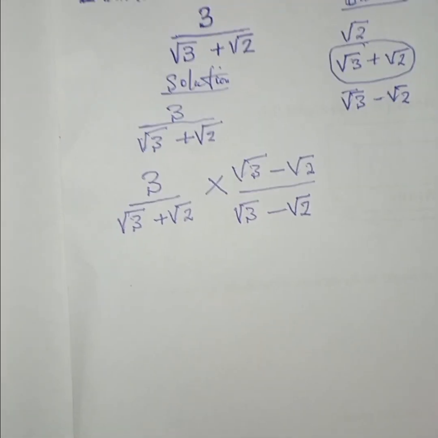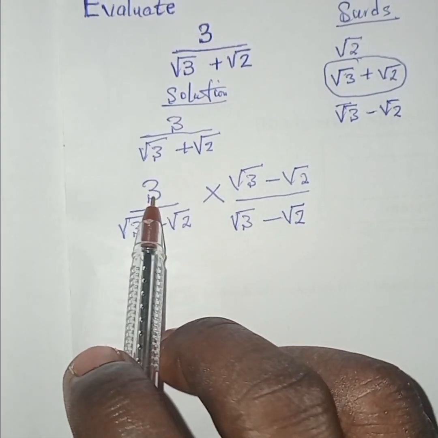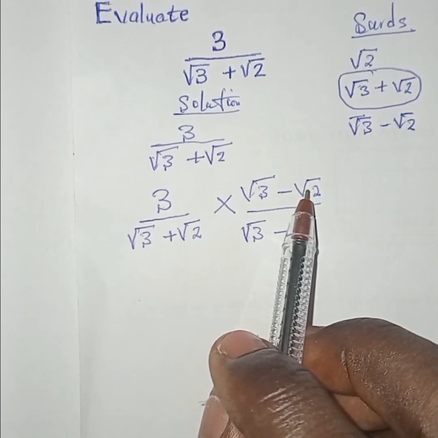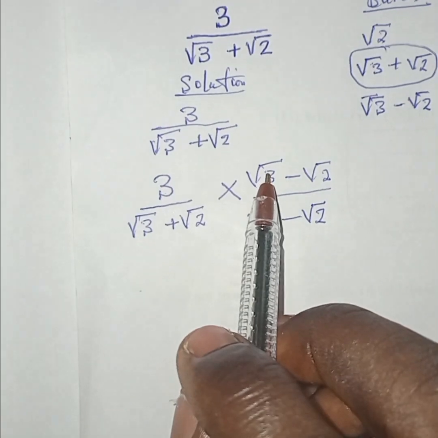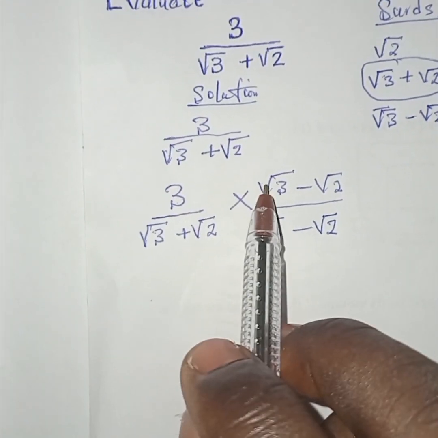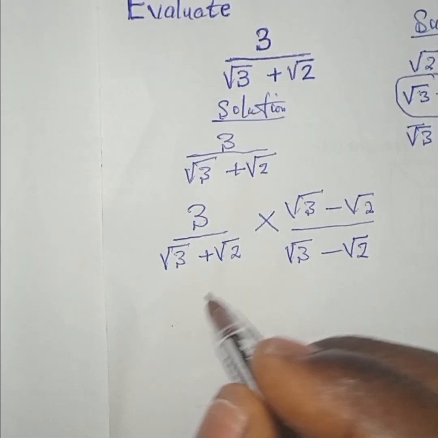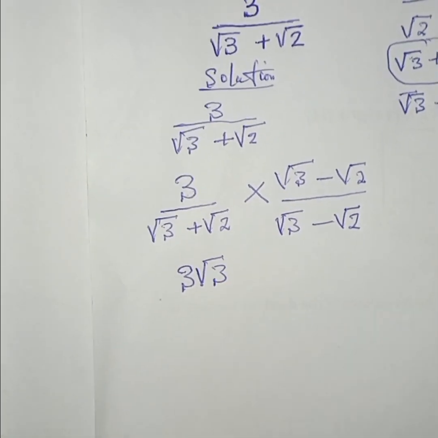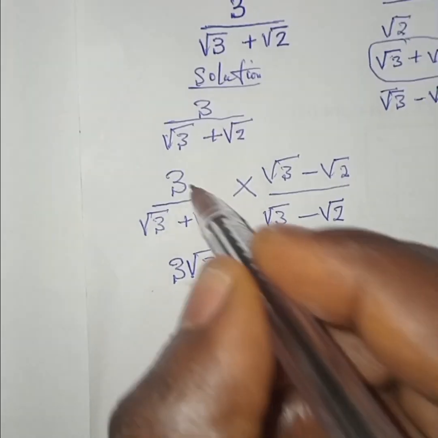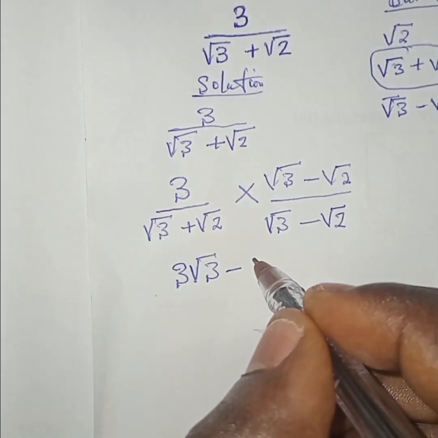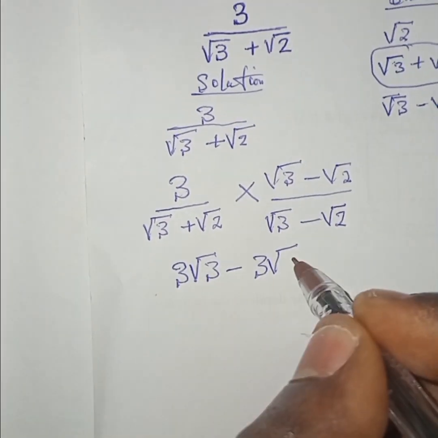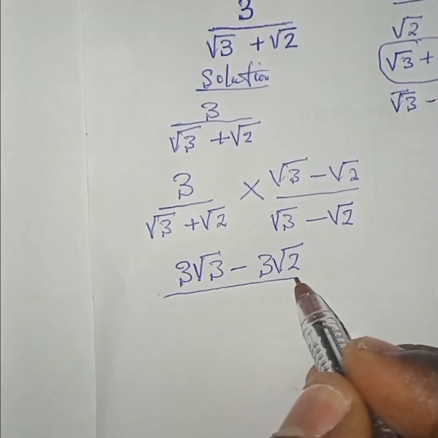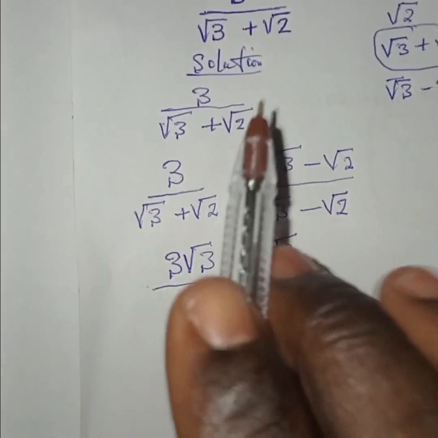Now the next thing is the multiplication. This 3 is a rational number, and a rational number cannot multiply the number that's inside the square root. So 3 multiplied by square root of 3 will give you 3 square root of 3, minus 3 multiplied by square root of 2 gives you 3 square root of 2. Now we are done with the numerator.